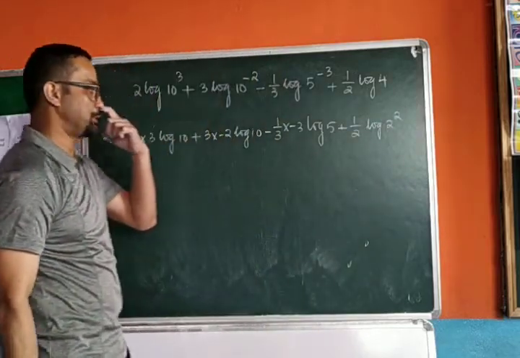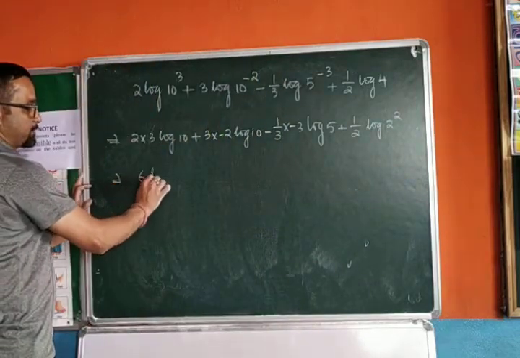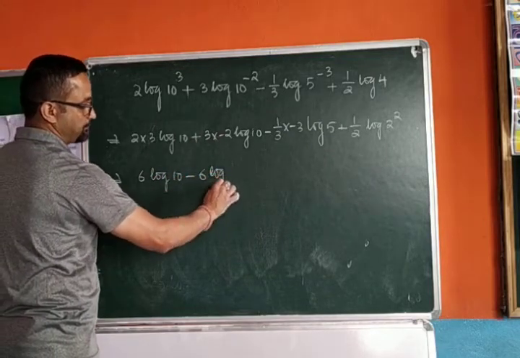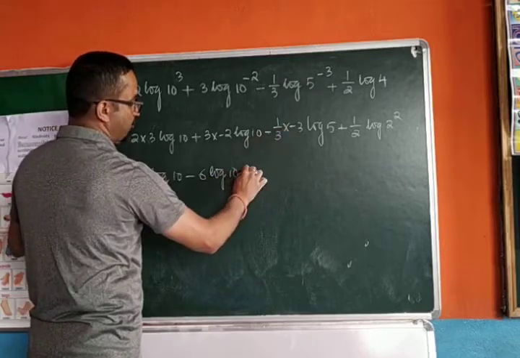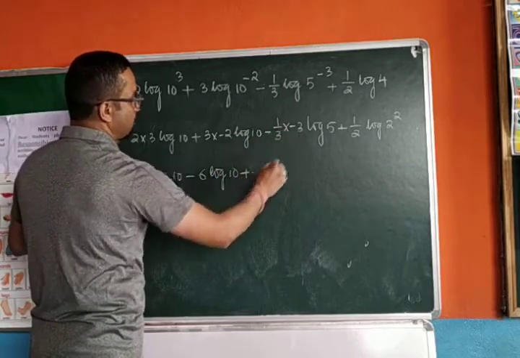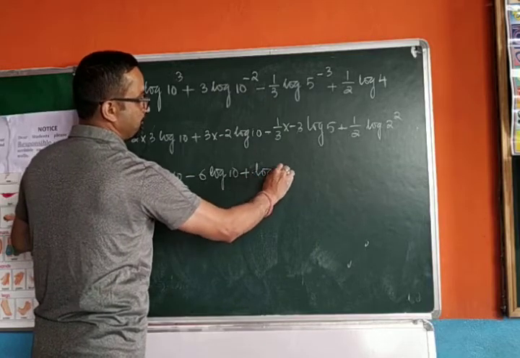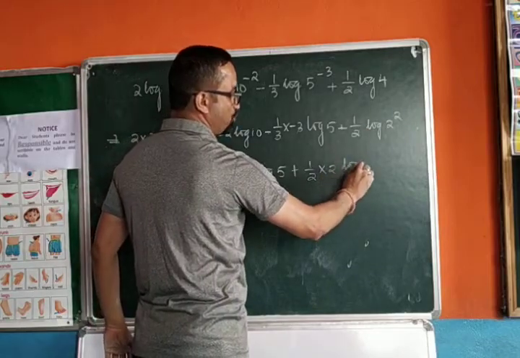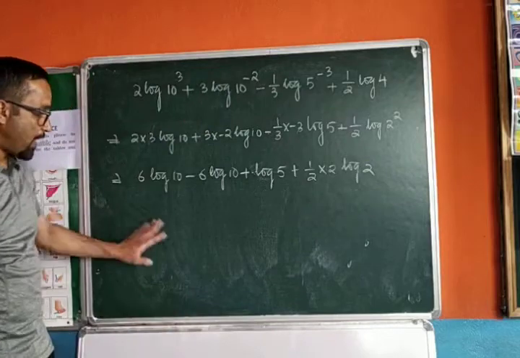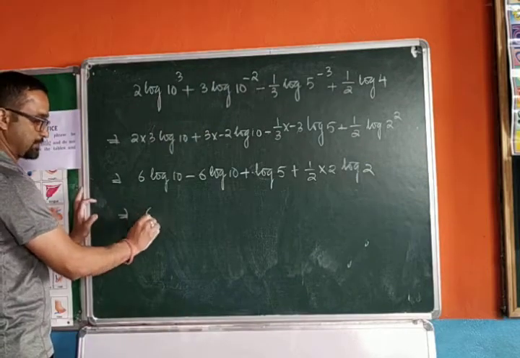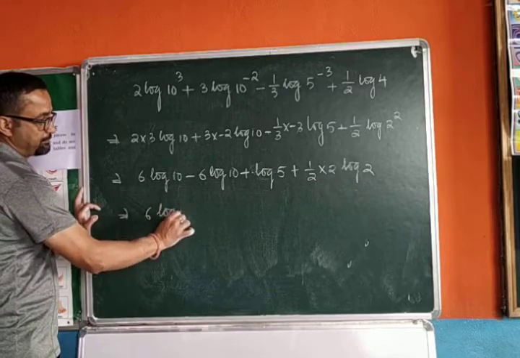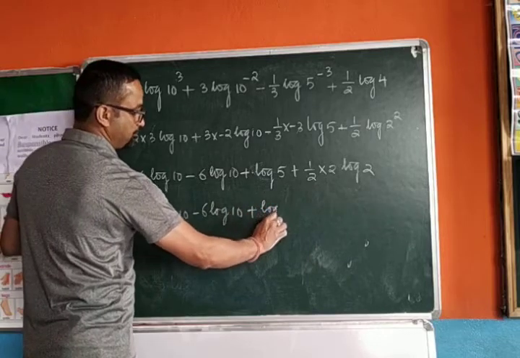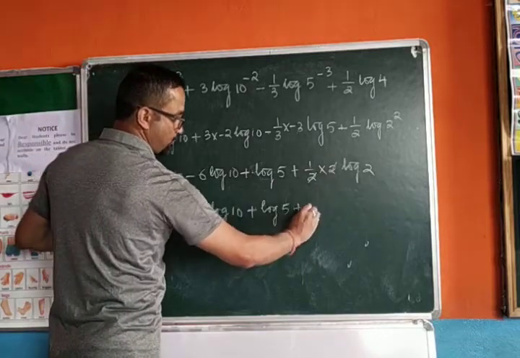Look at this calculation. 6 log 10, plus into minus is minus 6 log 10. Minus into minus is plus. 1 upon 3, you can cancel, log 5. 1 upon 2 into, bring this power here, log 2. So what happens here? You get 6 log 10, minus 6 log 10, plus log 5, and 1 upon 2 cancels with the 2 in log 2.